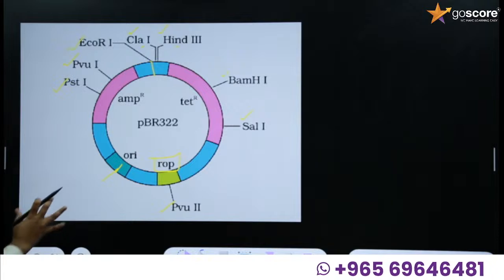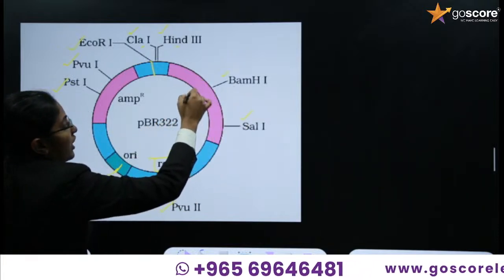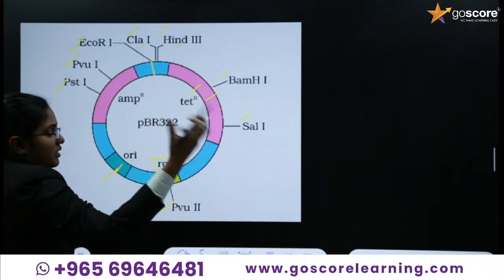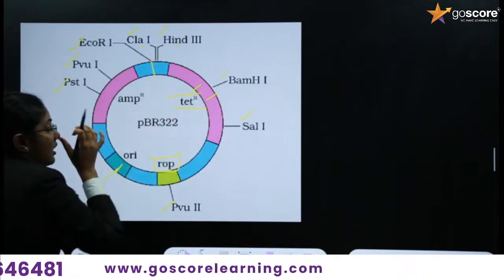Sticky ends will be produced. Okay, then this one is BamH1. If BamH1 is given to this side, what happens? It is cleaved on this side. So a restriction endonuclease acts upon which region?